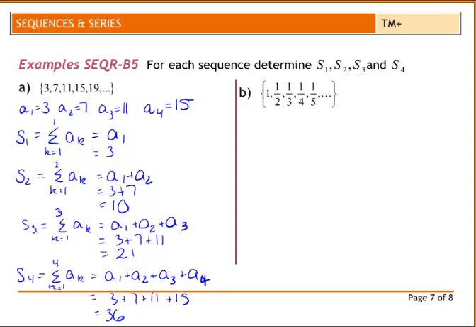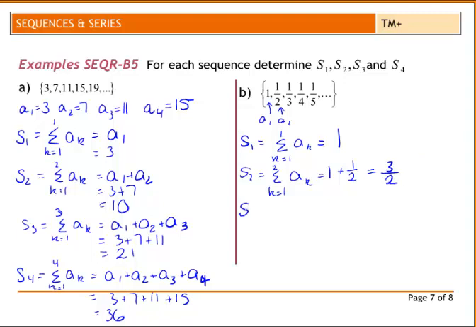Okay, looking at the second one here, here's my sequence, so that's telling me that's a1, a2, etc. So the sum of one term is going to be from k equals 1 to 1 of a of k, so that's simply 1. Sum of the first two terms is going to be from k equals 1 up until 2 of a of k, so I've got 1 plus a half. I'm going to work across the page, which you shouldn't do, but so I can fit it in. So that's 3 over 2.